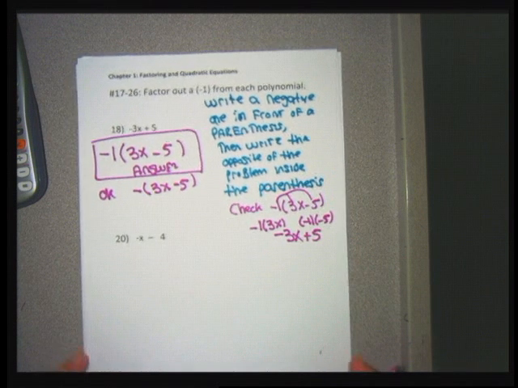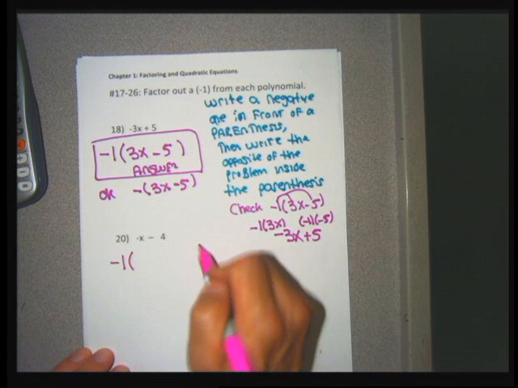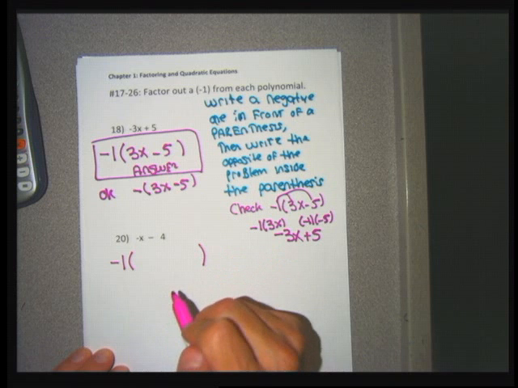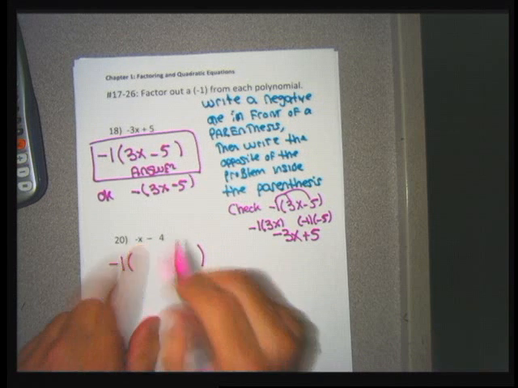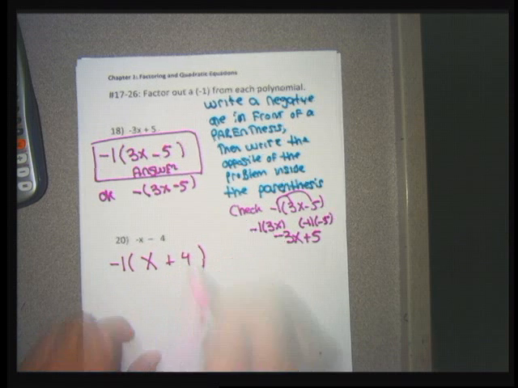So for problem 20, I'm going to factor out a -1. So I'm going to write a -1 in front of a parentheses, and then inside the parentheses, I'm going to put the opposite. The opposite of -x is +x. The opposite of -4 is +4. So you get -1 times the quantity x plus 4, and that's your whole answer.